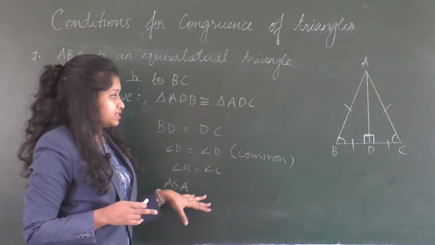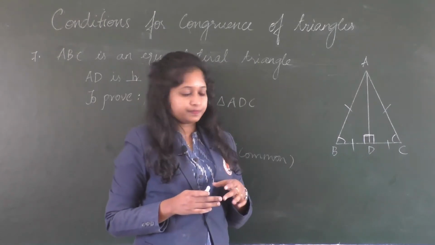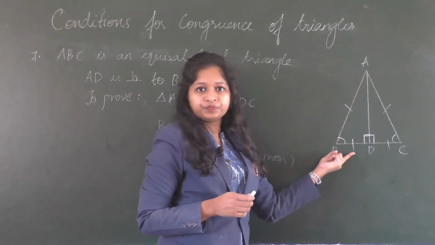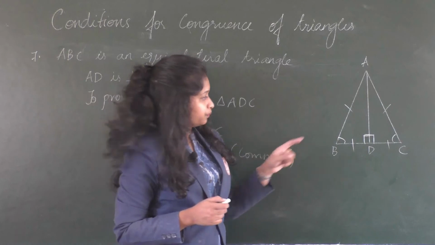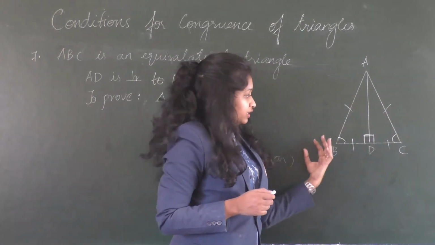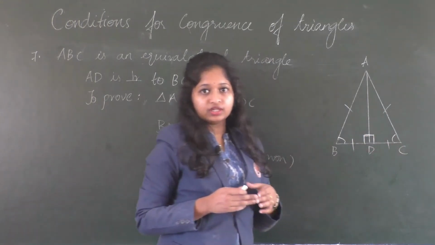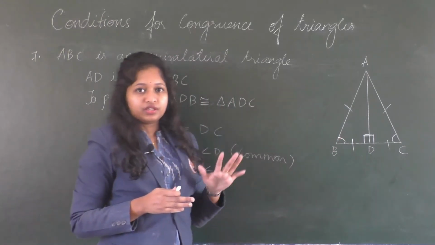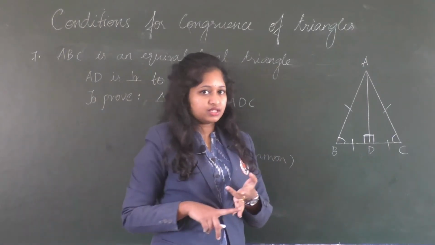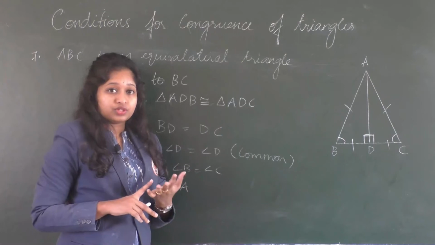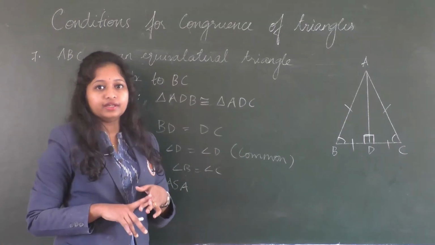So we completed ASA and SSS. So when it comes to SAS, see these two sides are equal and this is the included angle. These two sides are the corresponding sides of this triangle are equal and the angle is the included angle. So from this condition we can prove that triangle ADB is congruent to triangle ADC. So by SSS, SAS and ASA congruency we can prove that triangle ADB is congruent to triangle ADC.